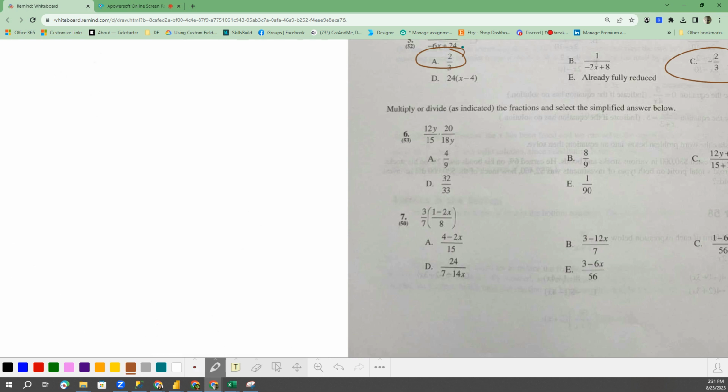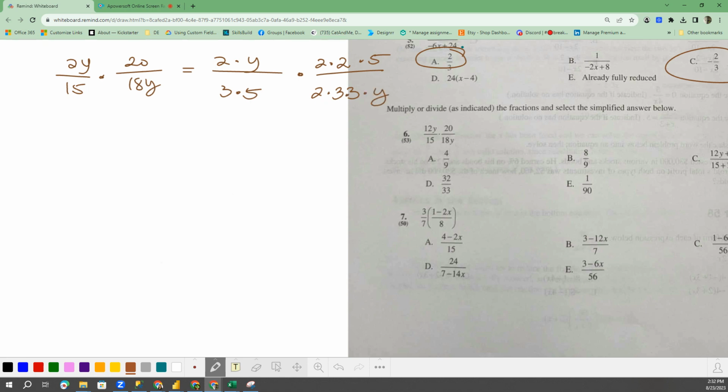All right, number 6, 2y over 15 times 20 over 18y. Okay, so this is multiplying of fractions, two numerators and two denominators. That means you need to factor everything out. Okay, so the 2y is 2 times y, the 15 is 3 times 5, times 20 is 2 times 2 times 5. 18y is 2 times 3 times 3 times y. Okay, left to right, so it's not all over the place.